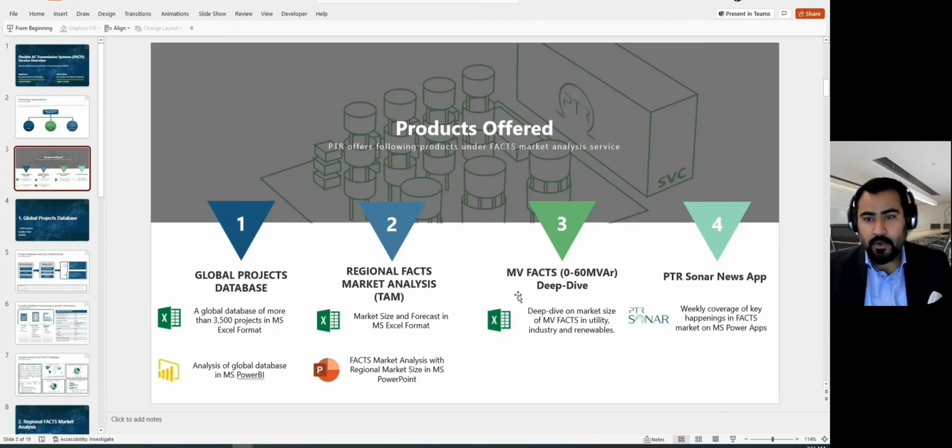For vendors who are only focused on market less than 100 MVAR, we're providing an MV FACTS deep dive, looking at the total market in different application verticals that I'll explain in more detail. Lastly, if you procure any of these three products from us, we also provide access to the PTR Sonar exclusive news app, which has weekly coverage of key happenings in the FACTS market, included as part of the service.